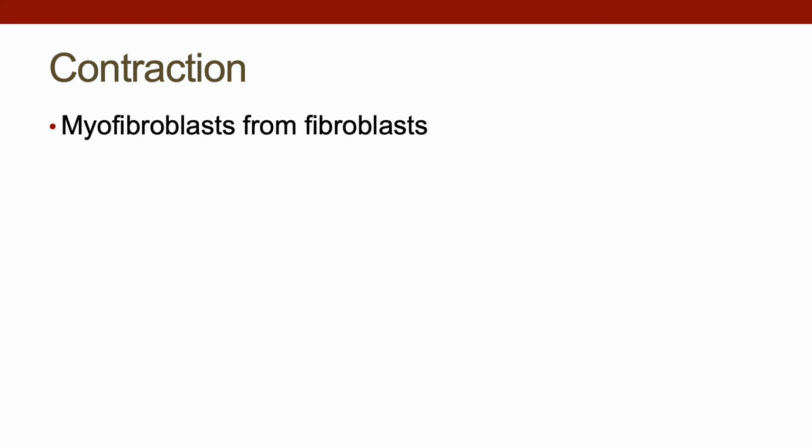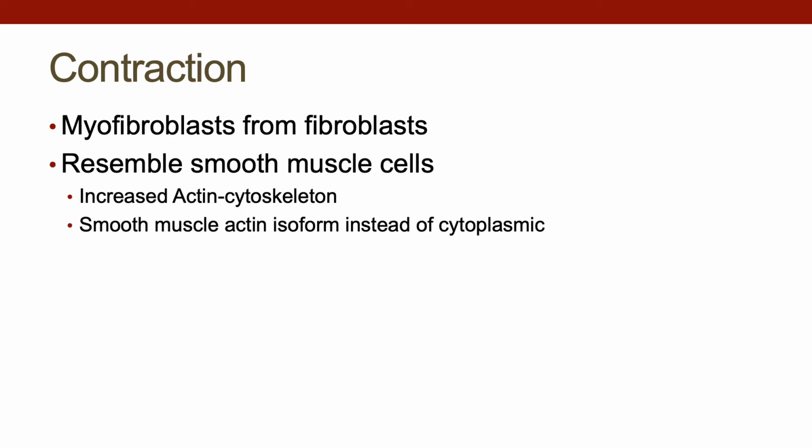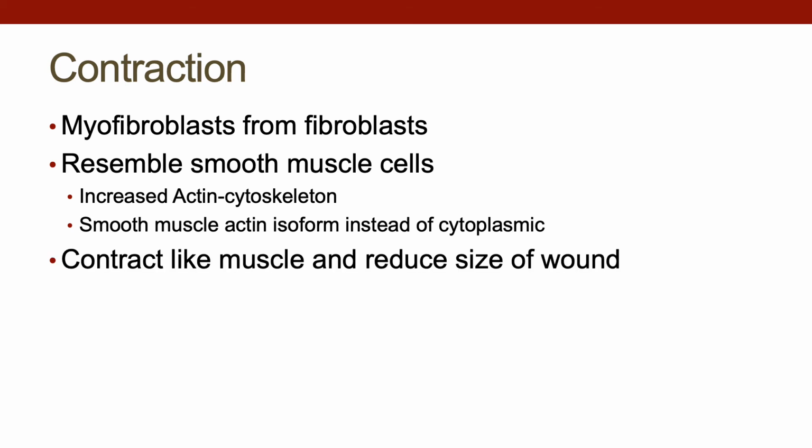To talk about this contraction of wounds, then, there are the myofibroblasts that I mentioned, which form from fibroblasts. They resemble smooth muscle cells. They have an increased actin cytoskeleton, and in fact, they have the smooth muscle actin isoform instead of the cytoplasmic actin isoform. And they contract like muscle and reduce the size of the wound.